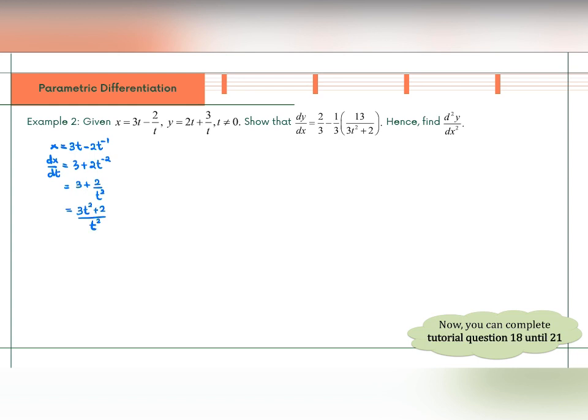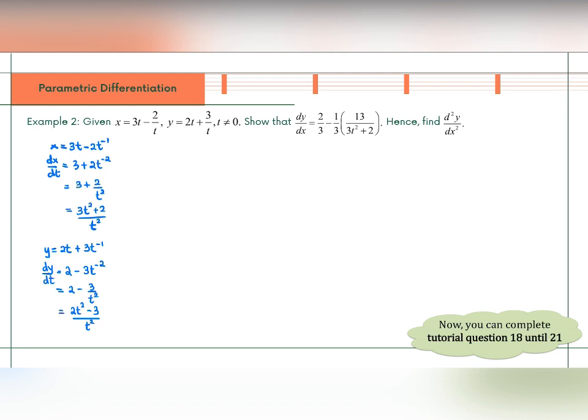Okay, now kita cari pula dy over dt. So y adalah 2t plus 3t to the power of negative 1. So dy over dt is equals to 2 minus 3t to the power of negative 2. Sama seperti tadi, samakan denominator dia lah. So saya letak sebagai 2 minus 3 over t squared. And then kita dapat 2t squared minus 3 over t squared.